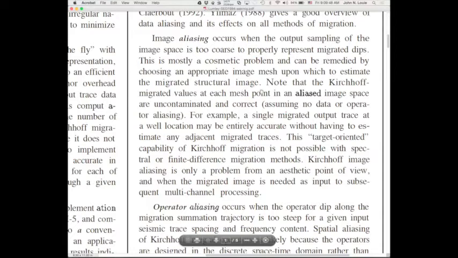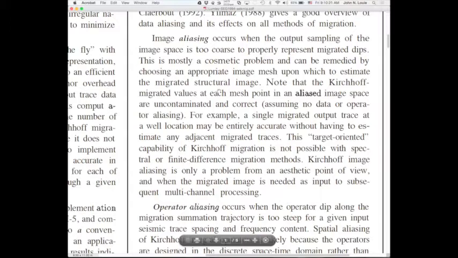Those individual image points are uncontaminated and correct. Just imagine, for instance, that we were migrating into one single point in the subsurface. We don't have a section. We don't even have a profile. We just have one point. That isolated point in the ground is totally spatially aliased. There is no frequency that is unaliased to one point.